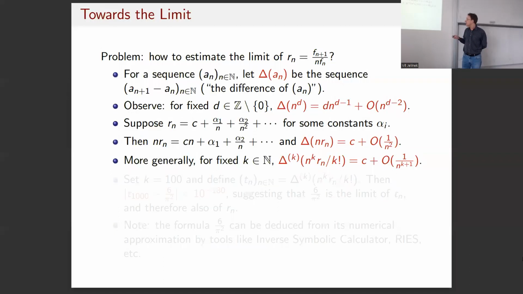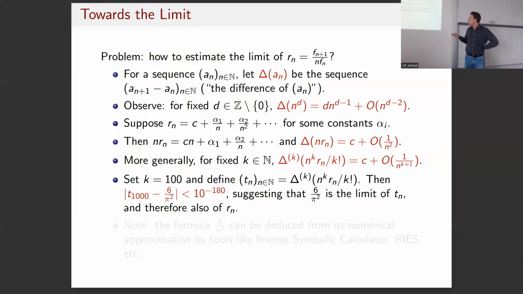And I can iterate this, say I pick some number k, and I take my sequence, multiply it by n to the power of k, divide by k factorial, apply difference k times, and believe that I have a sequence which goes to the same limit, but with even smaller error term. And of course, this is like an experimental trickery. If I choose k to be too small, then this error will be too large. If I choose k to be too large, then since I'm only operating on the first 1000 terms, I might end up with complete garbage.